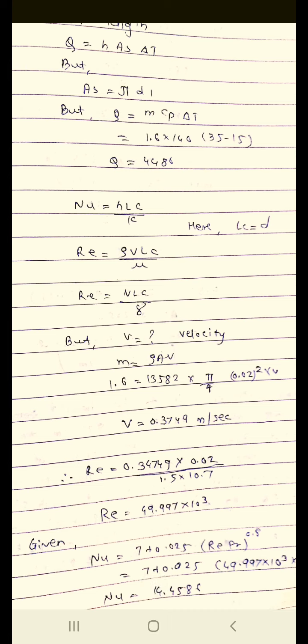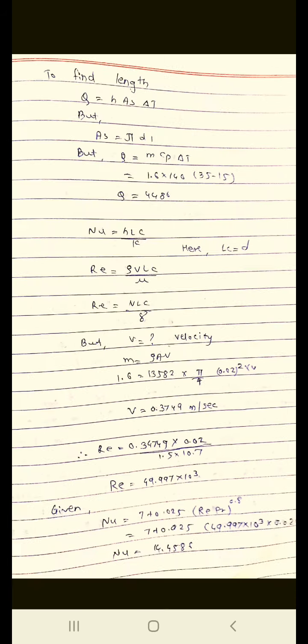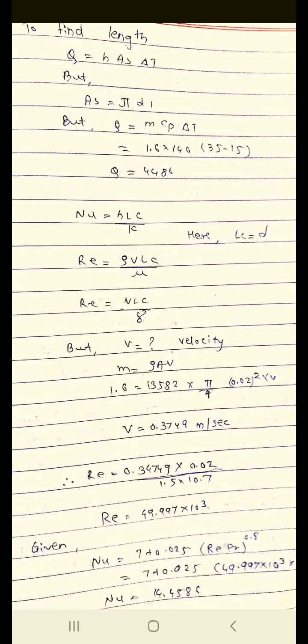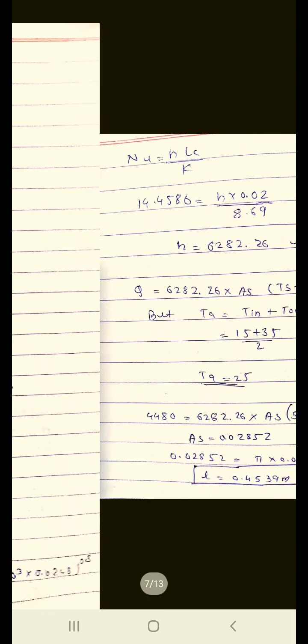Now we can calculate Reynolds number. Re is equal to V LC divided by nu. Put all these values, we will get Re as 49.997 into 10 raised to 3. Prandtl number is given to us. We have calculated Reynolds. Now we can use the empirical relation given. Nu is equal to 7 plus 0.025 inside the bracket Re into Pr raised to 0.8. Put the values of Re and Pr over here. So we will get Nu as 14.45.